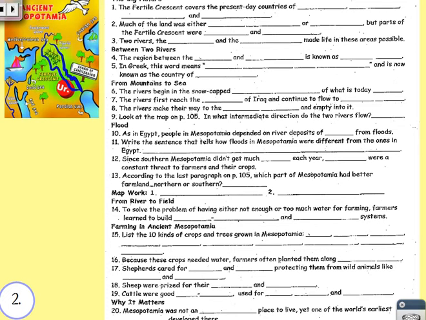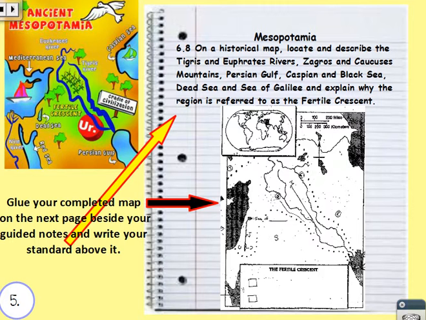We are moving on to the next thing that you're going to do. You're going to glue your guided notes in your spiral notebook. This class already did that yesterday, so they're a little ahead of the game. And then after that, you're going to glue your map on the next page and write your standard above your map. So that's where we are right now.